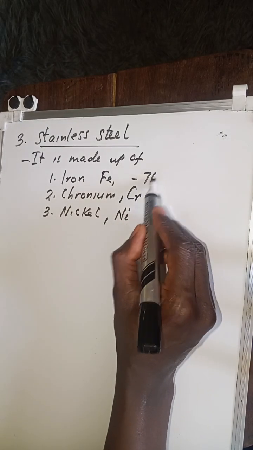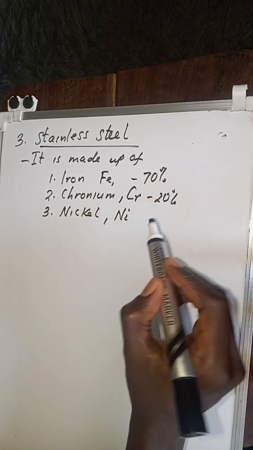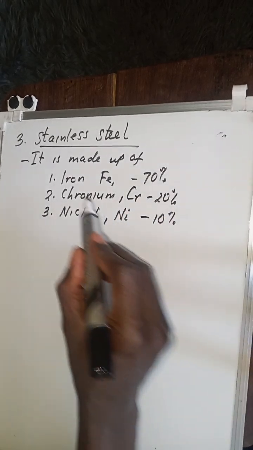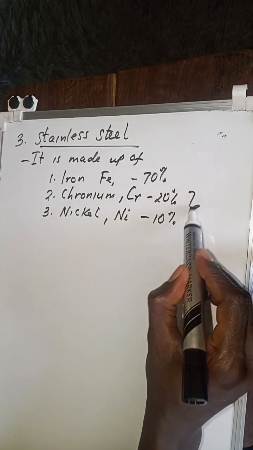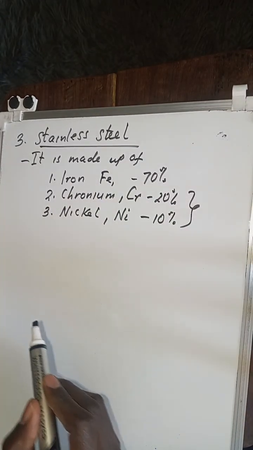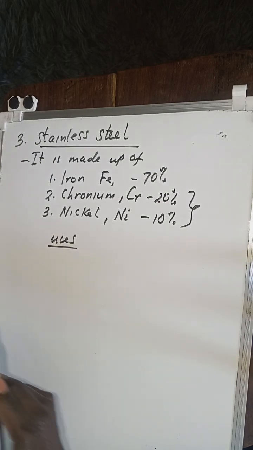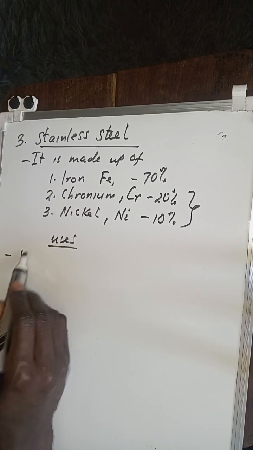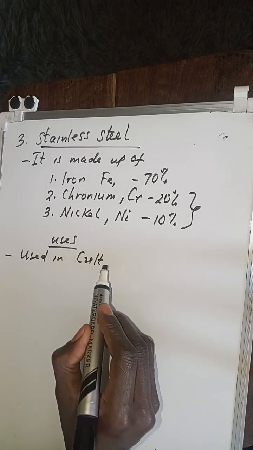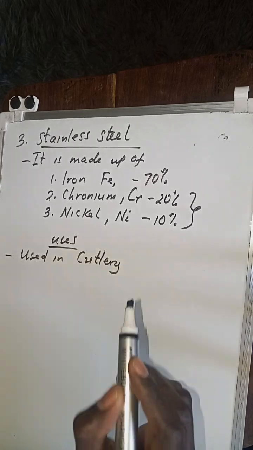In most cases, you're going to find that 70% is going to be iron, 20% is going to be chromium, and 10% can be nickel. So together, they make up stainless steel. Now, because of nickel and chromium, it actually makes iron become stainless. No wonder it is simply called stainless steel. What are the uses? Well, stainless steel is used in making cutlery. Those are items that do not require to rust.